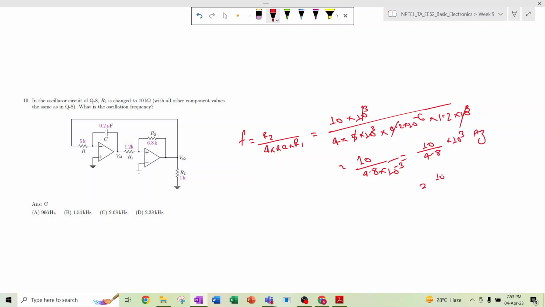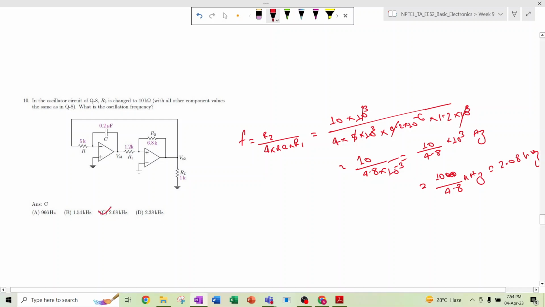That means 10 divided by 4.8 kilohertz. So it will be 10 divided by 4.8. It is 2.08 kilohertz. So the correct answer will be 2.08 kilohertz. Okay. So this is the answer.